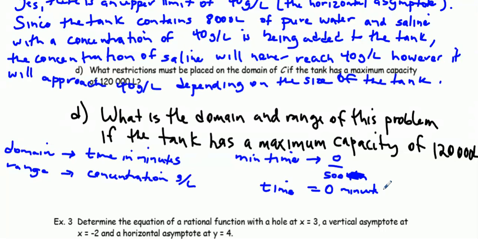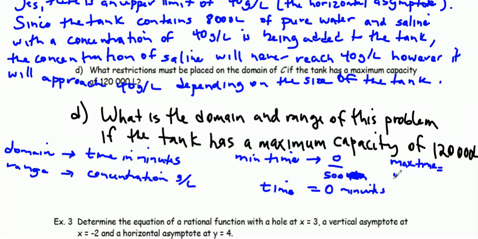It's going to take you 0 minutes to add 0 liters. That makes a lot of sense. The maximum time, again, is going to be the number of liters that you're putting in divided by the rate. So the maximum time is going to be... I'm squished here, so I'm just going to come down here.